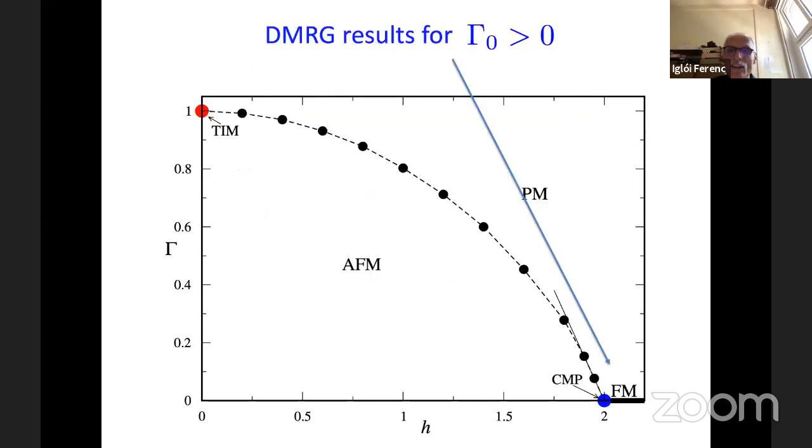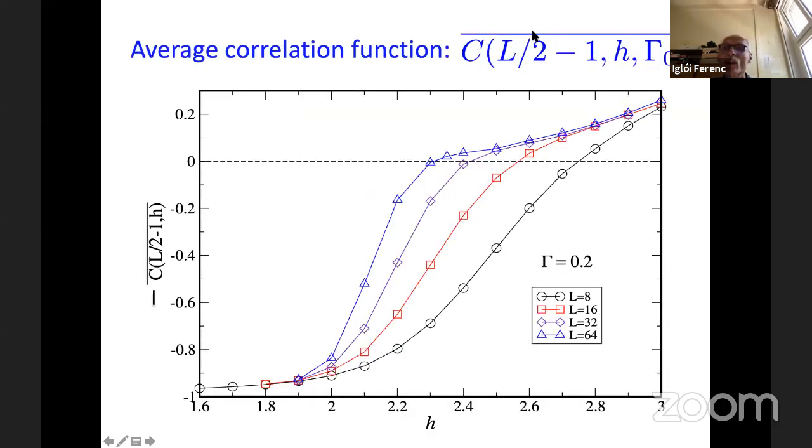Okay, so we are now in the situation that here we have an infinite disorder fixed point. Here we have a random first order transition. And now we are in the most interesting case: what is going to happen in between? So we are now in this region and we do the following. We fix the value of gamma, let's say at this value of 0.2 here. And for different values of L, we calculate this average correlation function that I showed before, for increasing values: this is for 8, 16, 32, 64.